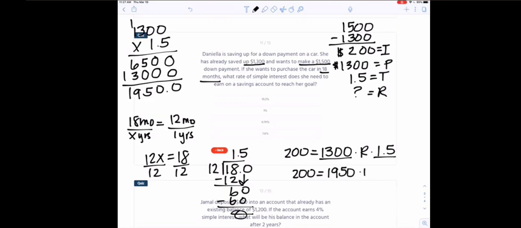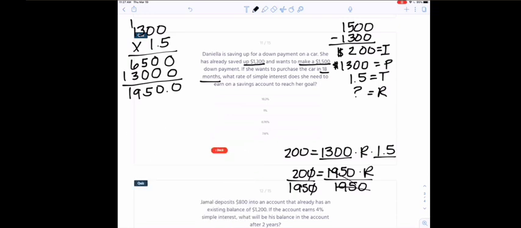200 equals 1,950 times r. Now we're going to divide by 1,950. And look at that, I get to eliminate a 0, which makes me happy. I'm going to erase some of the stuff to make space for my division problem. So now I have 20 divided by 195. Remember, the numerator goes on the inside. So how many times does 195 go into 20?